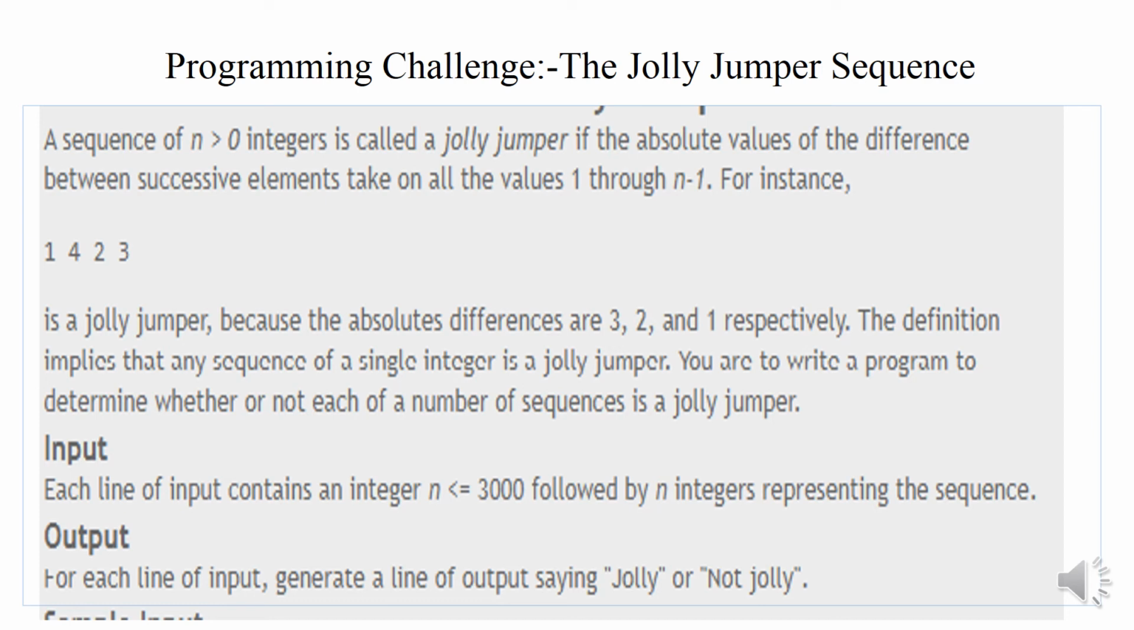Like this, for each line of input, generate a line of output saying jolly or not jolly. That is very easy. Meaning, in the sample output you only print: if the sequence given by the user is a jolly sequence, you print jolly, otherwise not jolly.